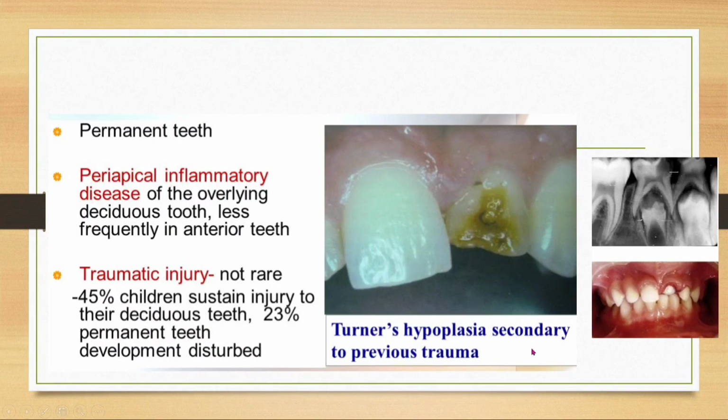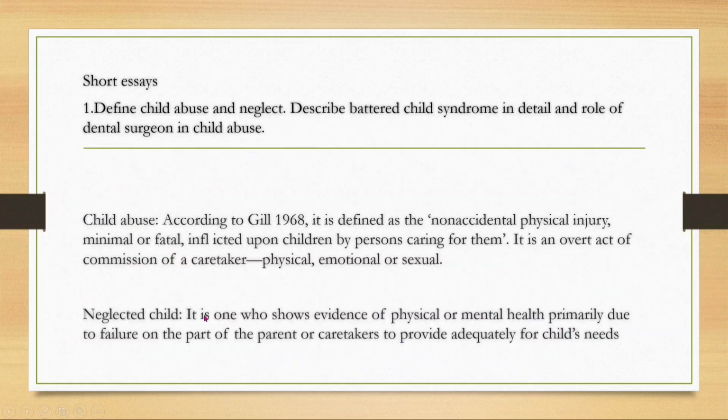So Turner's hypoplasia is due to the trauma which is happening to the tooth, but because of the periapical inflammatory disease of the overlying deciduous tooth, this happens. We have in the next question, child abuse and neglect. Describe the battered child syndrome and the role of dental surgeon.